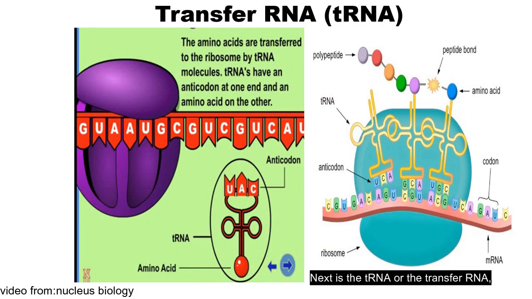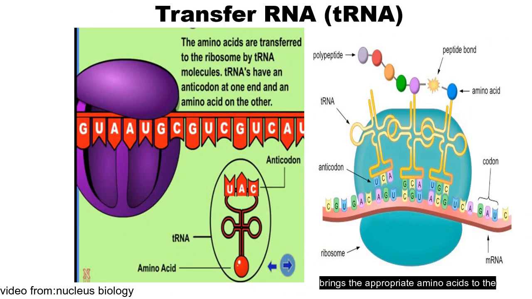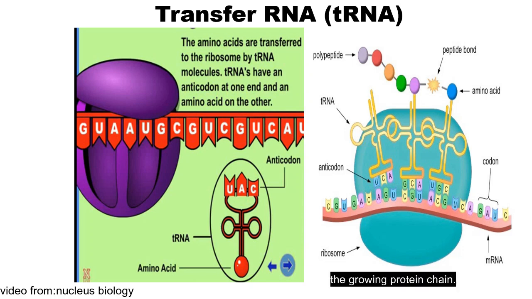Next is the tRNA or the transfer RNA, which brings the appropriate amino acids to the ribosome during the process of translation. Each tRNA molecule has an anticodon that matches with a specific codon in the messenger RNA, ensuring the correct amino acid is added to the growing protein chain.